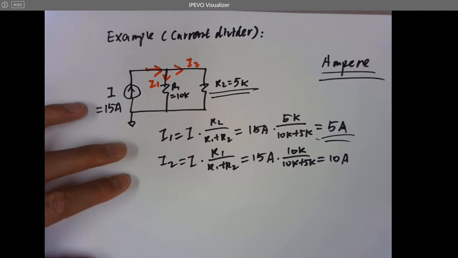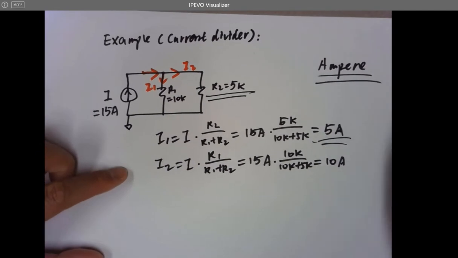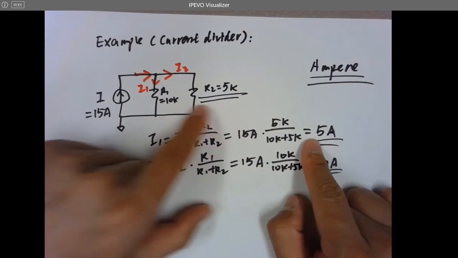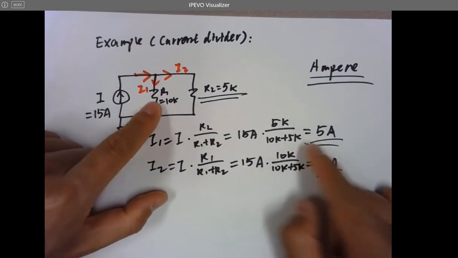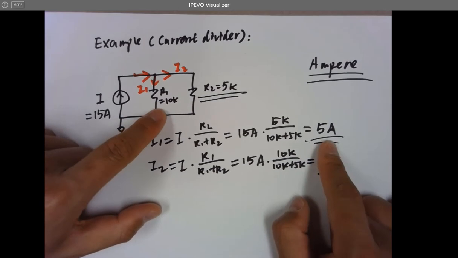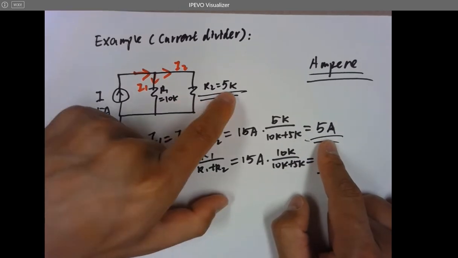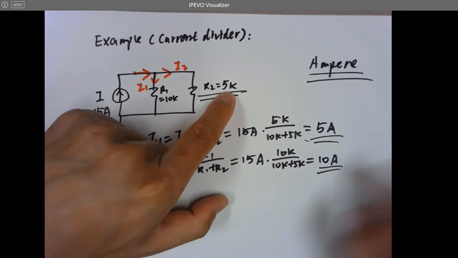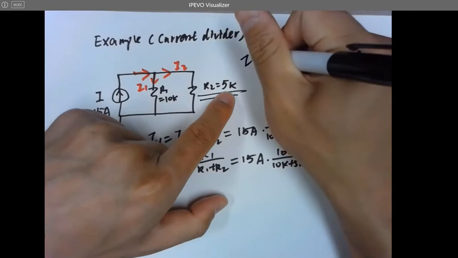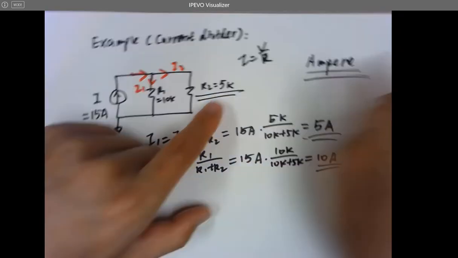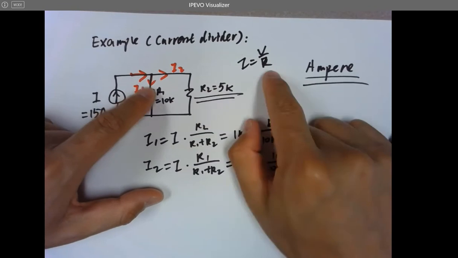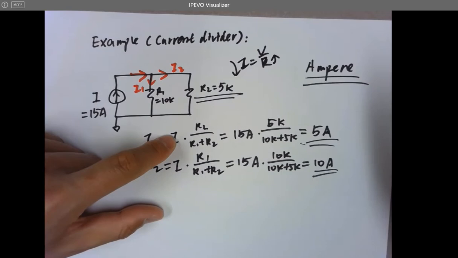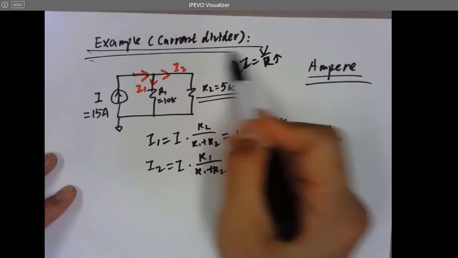You can see that with a larger resistor you get a lower current, and with a lower resistor you get a higher current. It's totally because current equals V over R, and they have the same voltage across these two nodes. That's why if you get a larger R, you get a smaller I. Hopefully that makes sense.